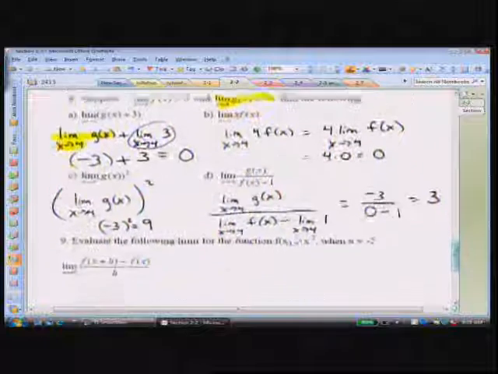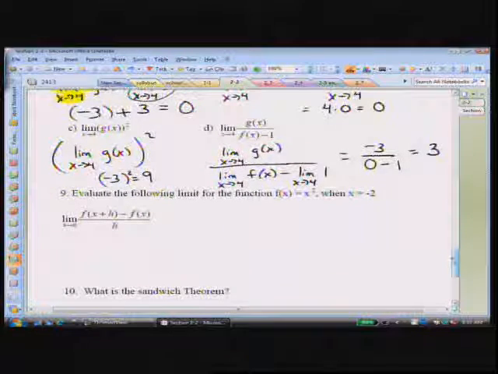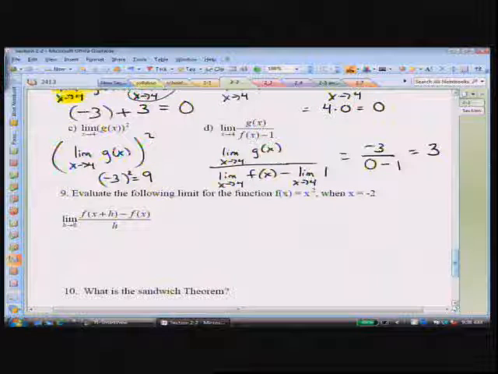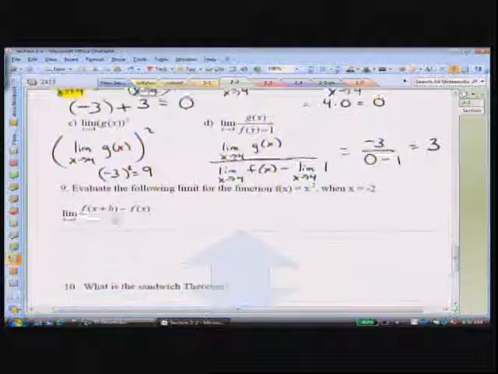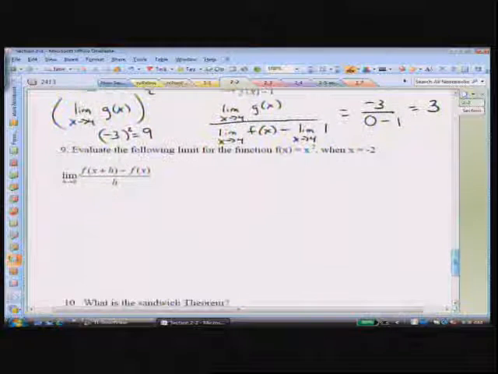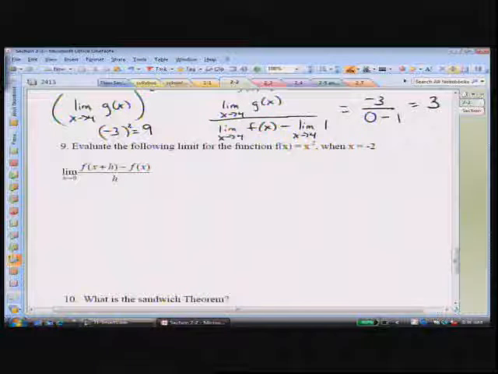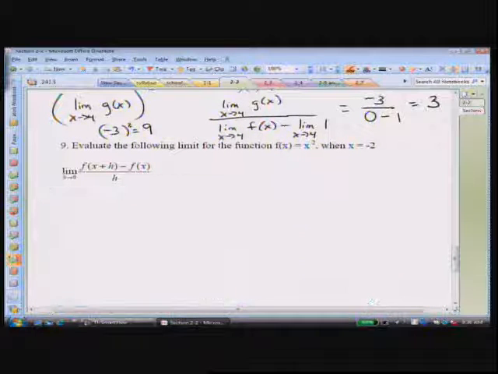Okay. It says evaluate the following limit for the function f of x equals x squared when x equals -2. All right, so let's do a little bit of work first. You may remember this from a college algebra class. Does anybody recognize f of x plus h minus f of x over h? Yes, it's called the difference quotient.